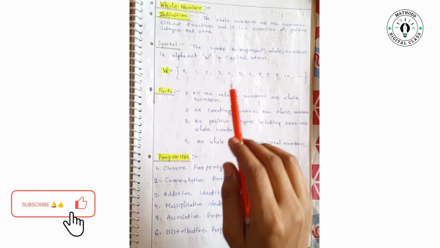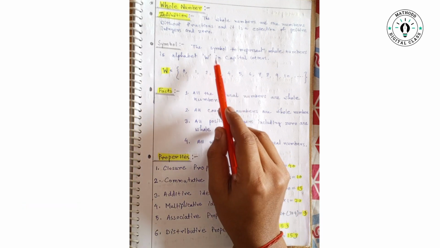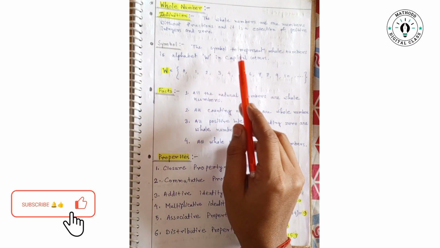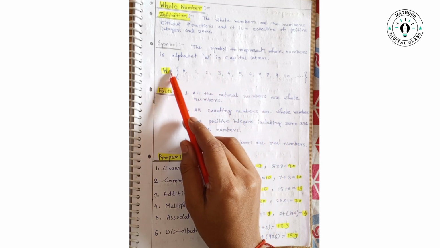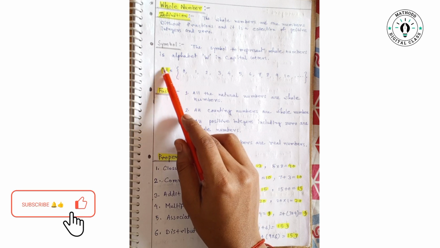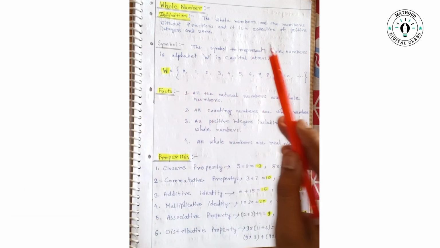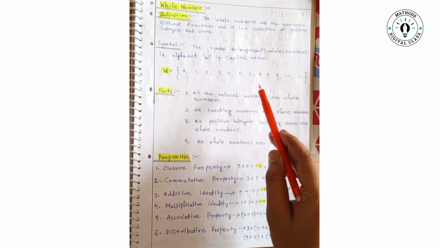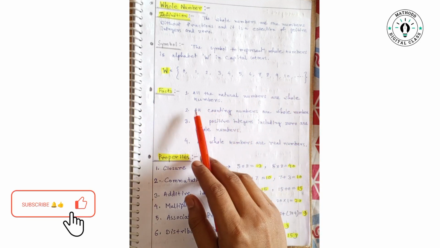Now the next point is symbol. How will we represent the whole numbers? Whole numbers are represented by the capital letter W. Here I have already written it. All of you can see that W is equal to, in curly brackets, 0, 1, 2, 3, 4, 5, 6, 7, 8, 9, 10 and so on.